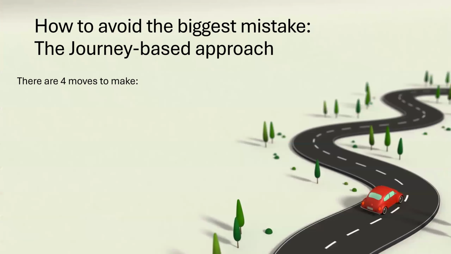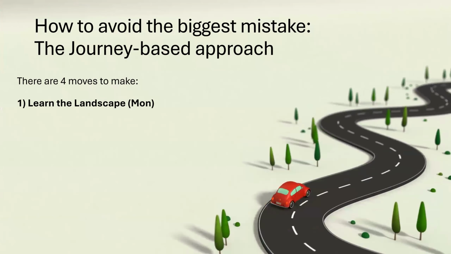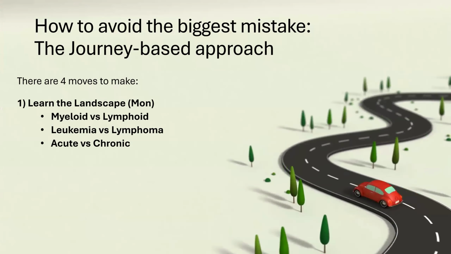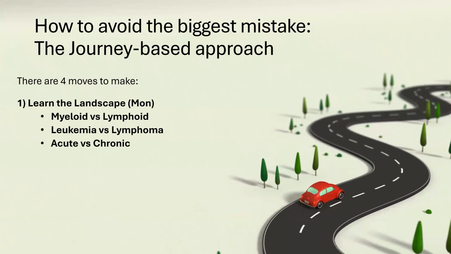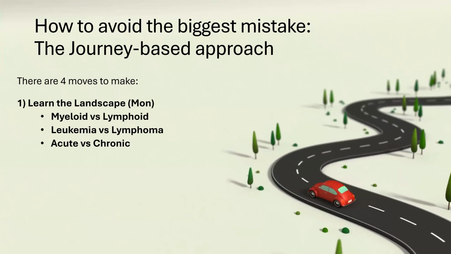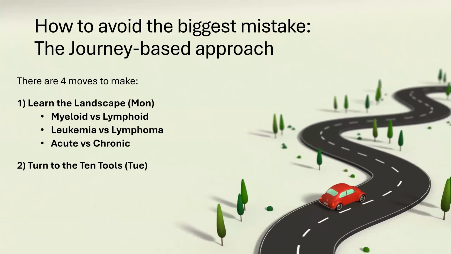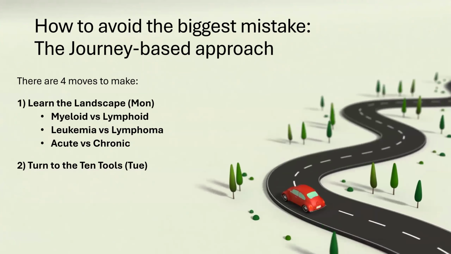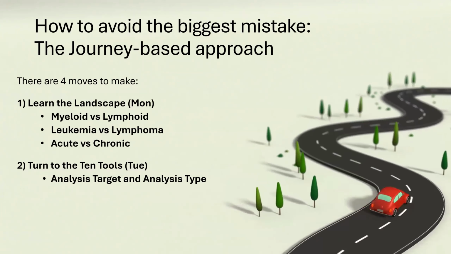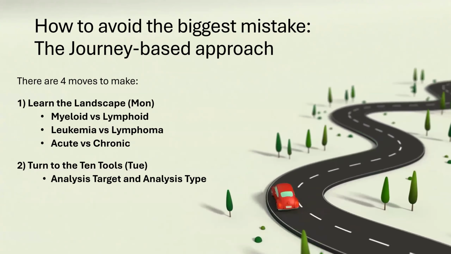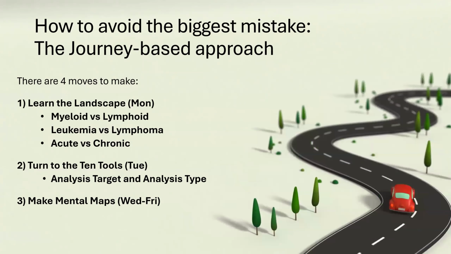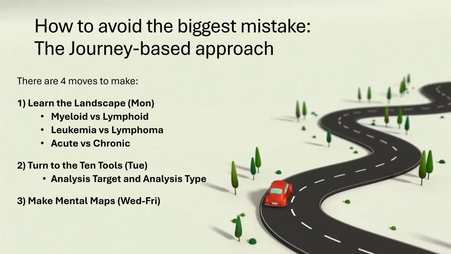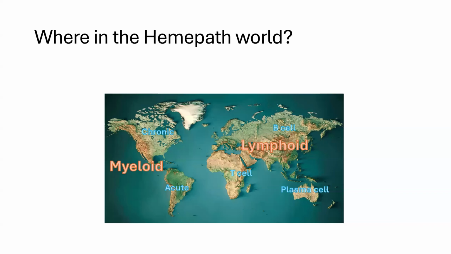In our journey-based approach, we have already begun to learn the landscape by elucidating myeloid versus lymphoid, leukemia versus lymphoma, acute versus chronic. We also turn to the 10 tools, reflecting on analysis target and analysis type. Now, step 3. We will make mental maps. Where in the Hemepath world will we begin our journey? In the world of acute myeloid leukemias.